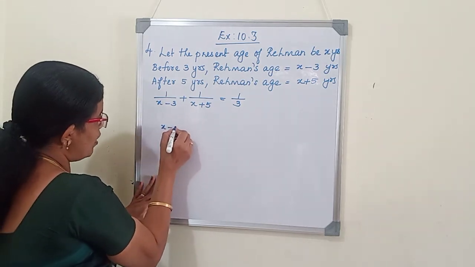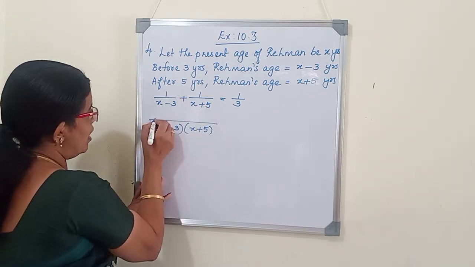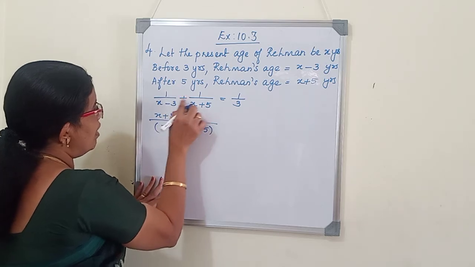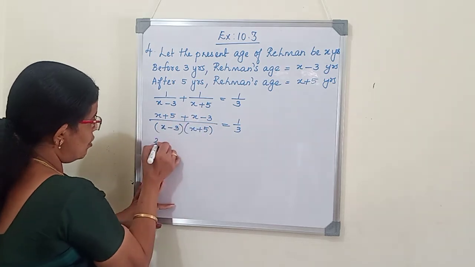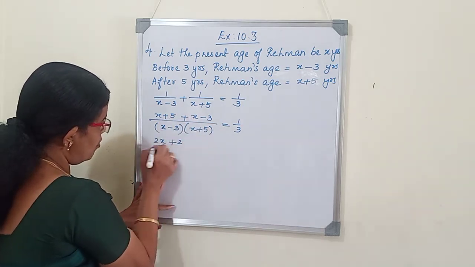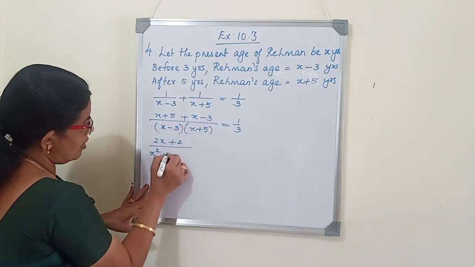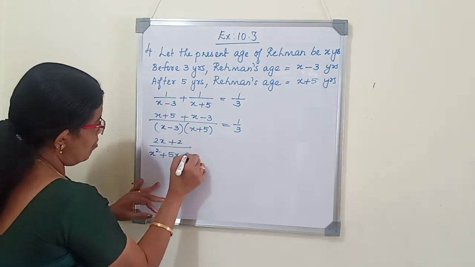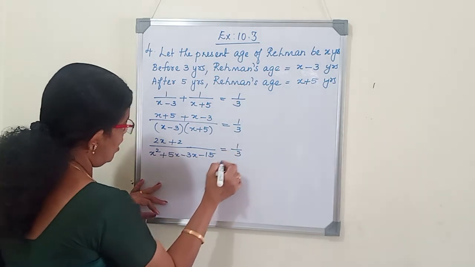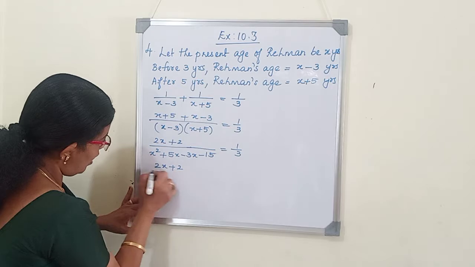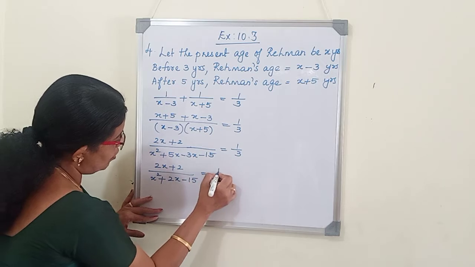So we will take LCM. X minus 3 into X plus 5 is the LCM. When you multiply X plus 5 into 1, X plus 5. Again 1 into X minus 3, X minus 3 is equal to 1 by 3. X plus X, 2X, 5 minus 3 is plus 2, by binomial multiplication. X into X, X square, X into 5, 5X, minus 3 into X, minus 3X, minus 3 into plus 5, minus 15 is equal to 1 by 3. Now 2X plus 2 by X square plus 5 minus 3, 2X, minus 15 is equal to 1 by 3.